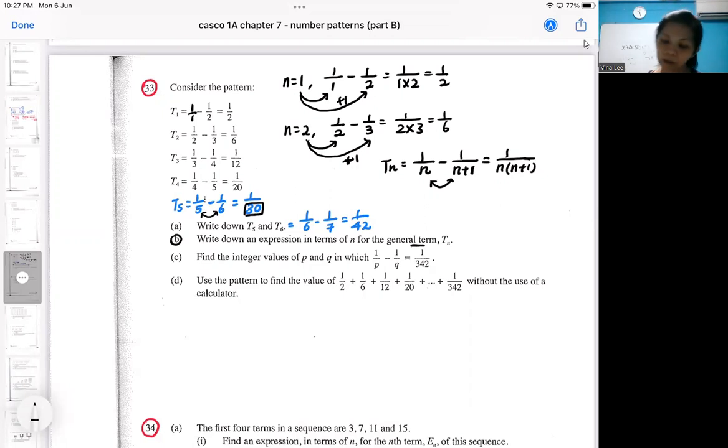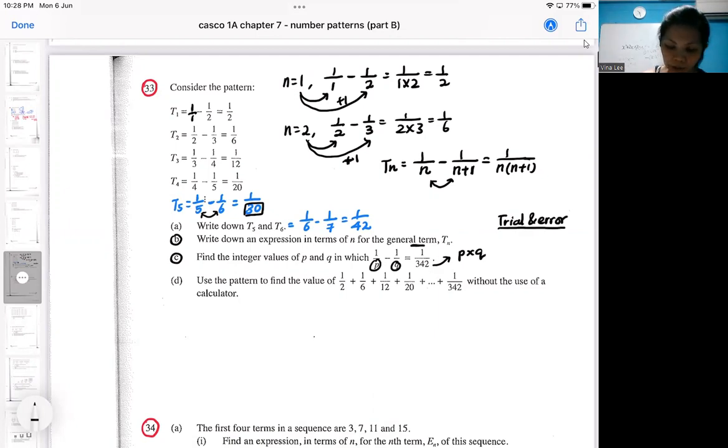Okay, then again, in part B, you're supposed to find a value. You're supposed to do a little bit of work backwards to find P and Q. So you need to find P and Q in such a way that when you multiply them, you will get 342. So again, this one is trial and error. You multiply consecutive numbers to get 342, so you have to go through it by trial and error.